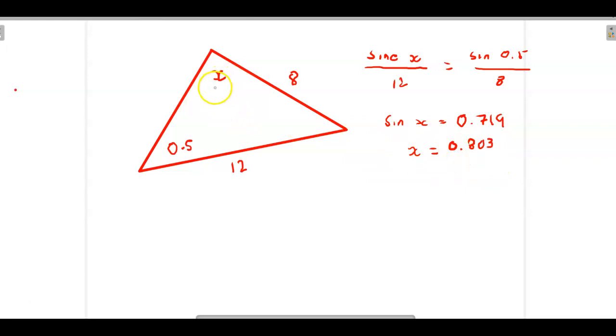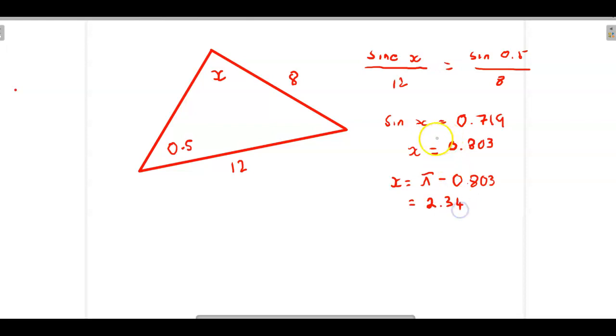Now, that means that this angle could be 0.803 radians, but I have to remember that there are two answers between 0 and pi for sine. So I have a second case, which is pi take away 0.803. It's possible, it may not actually work, and we're going to talk about that in just a sec. So I'm going to work out that and find out what the second angle is. I'm just going to go to pi and I'm going to take away that 0.803, and it gives me 2.34 if I round it up.